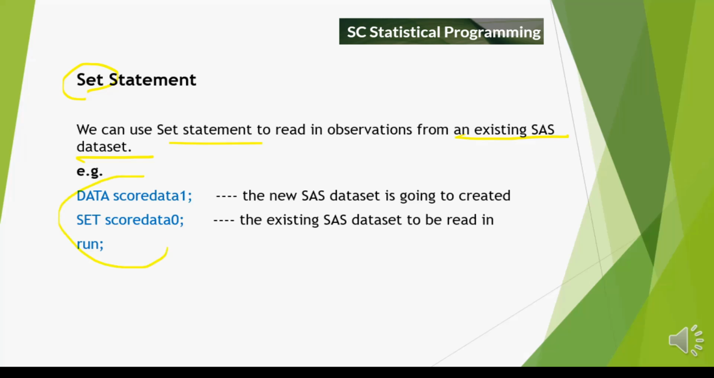Here is example code. Here, we use the set statement to read in an existing SAS dataset, which is score data 0. And from here, we're creating a new data set, which is score data 1. So using this program, we're creating a new data set, score data 1, from an existing SAS data set, score data 0. It's often useful when we want to compute new variables or modify variables.